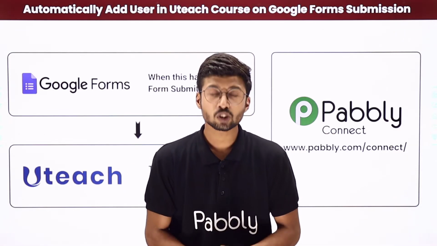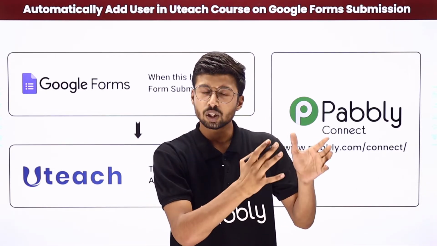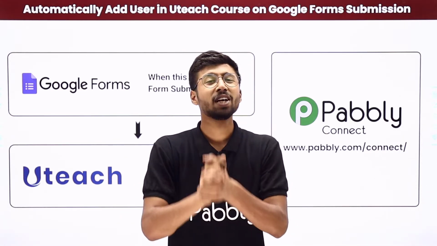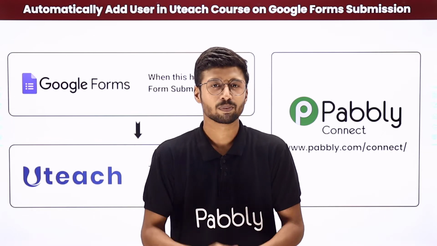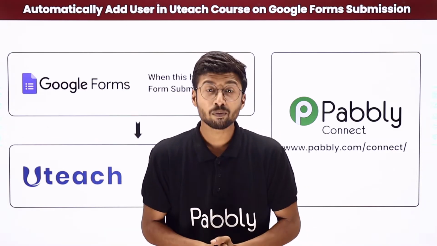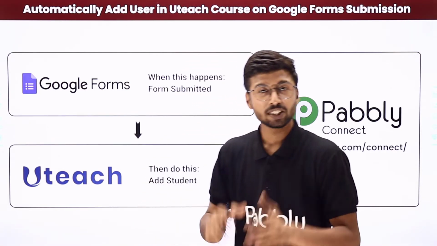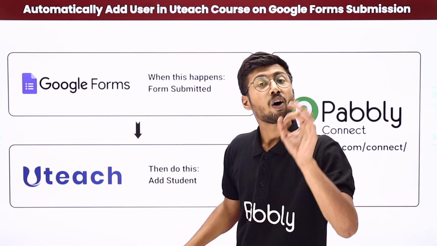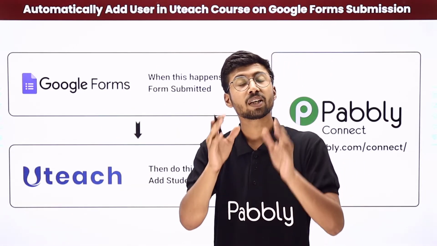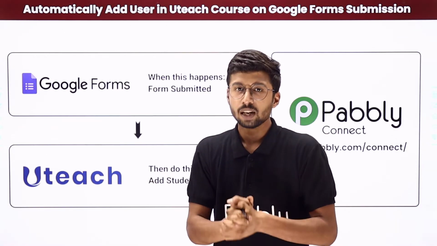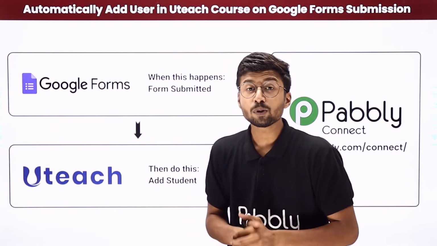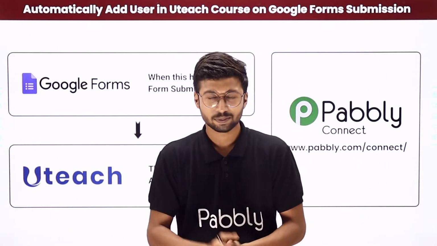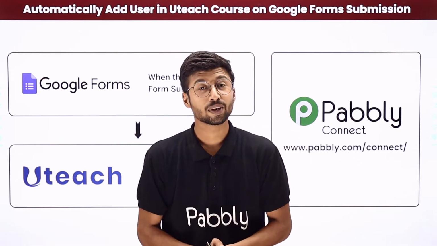Now the manual process of getting the form submission data from Google Forms and manually adding that very same person into Uteach course can be very much repetitive and time consuming. So in this video, I came up with an awesome automation by which whenever we receive a new form submission in Google Forms, automatically the data of that form submission will be collected and that very same user will be added in Uteach course as a student. Interesting, right? Now you must be thinking how we are going to do this.